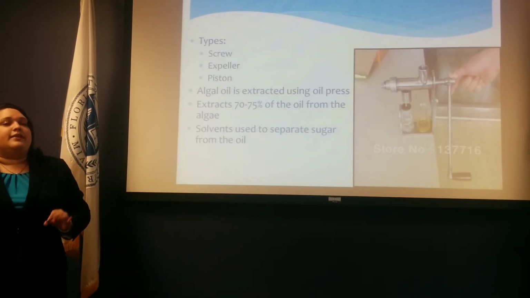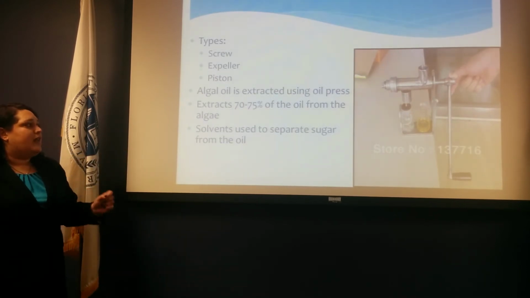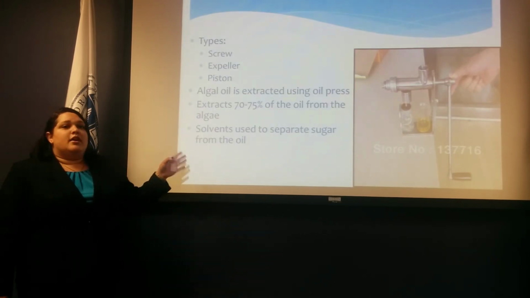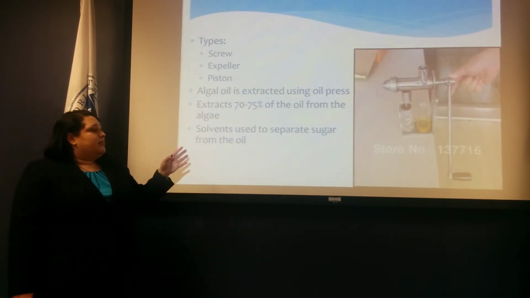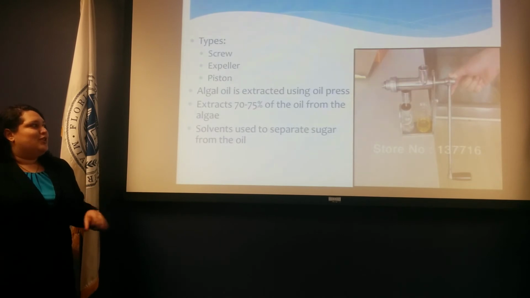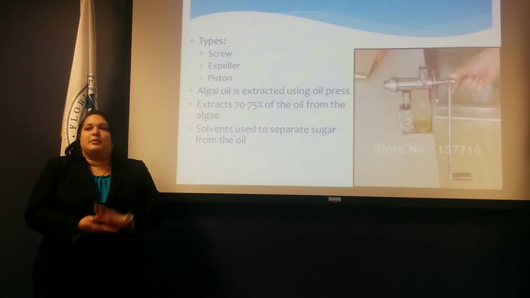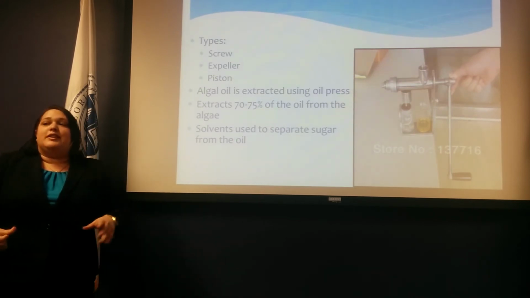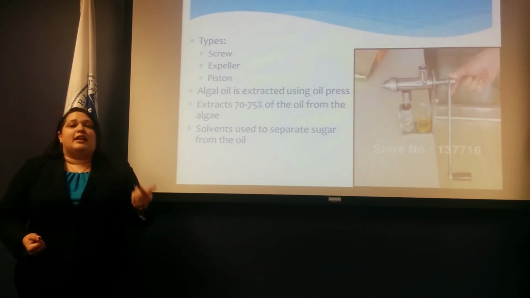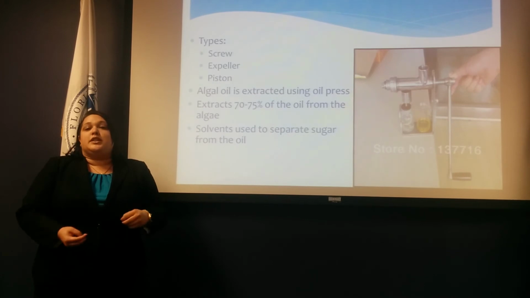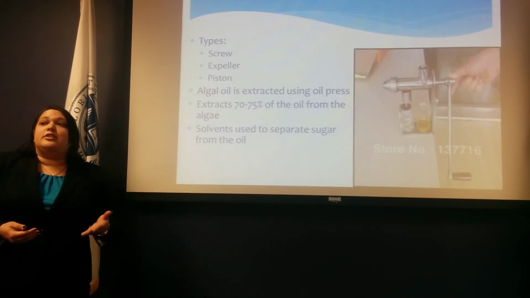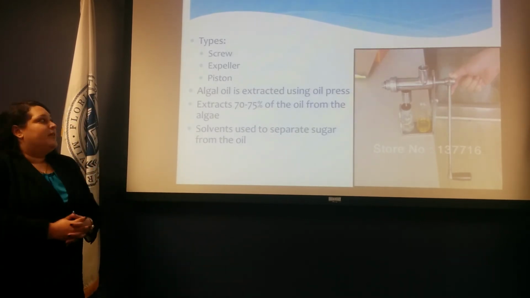It extracts between 70 and 75% of the oil from the algae, and then the solvents are used to separate sugar that's in the oil from the oil, because the end result has to be the oil only. The solvents then evaporate, and the only thing that is left behind is the oil, which can then be used directly in diesel engines or refined further.